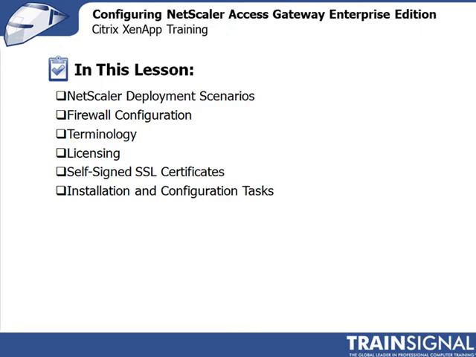So what are we going to cover in this lesson? We're going to talk about the different NetScaler deployment scenarios. Now, obviously, we're not going to do all of the deployment scenarios that are available, but I'm going to list them out and show you some of the basic network deployment scenarios for a NetScaler. We're going to talk about some of the firewall configurations and considerations. So what ports do you need to open? How many IP addresses? How many interfaces? So on and so forth.